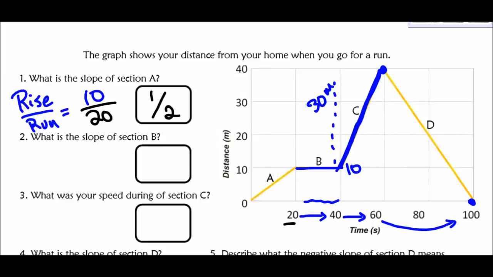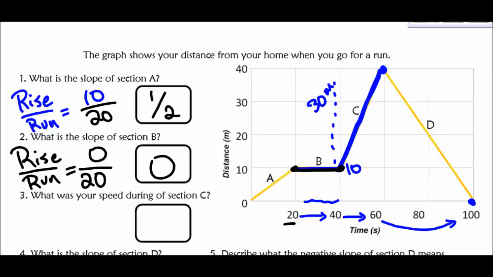The slope in section B, still rise over run, but something kind of interesting happens here. It doesn't rise at all. When I'm looking at the distance between this and this, going up and down, there is no distance. It's going straight across. The rise is 0. It's still running 20 seconds, but that really doesn't matter. 0 divided by anything is just 0. That's what we see when we have a flat line. Anytime you have a horizontal line that's just going straight across, it has a slope of 0, because it's not really rising at all.